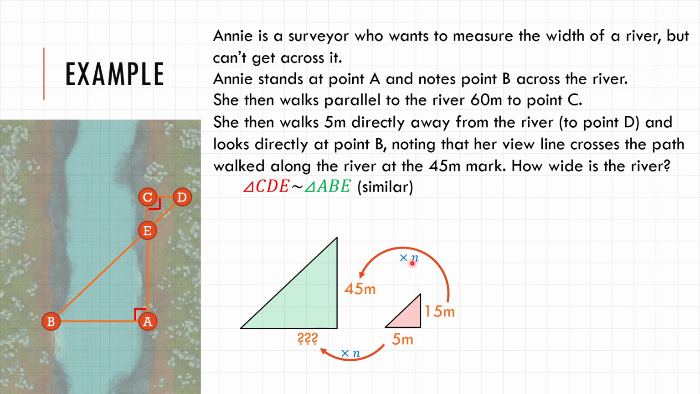Now, I can probably tell that this number is 3, but just in case it's a little bit harder to guess, we can always say 15 times n got us 45. And if we divide both sides by 15, we'll see that n is actually equal to 3. So we'll confirm that. And doing so, we can say, okay, 5 times 3, that'll get us the width of the river, and that is 15.